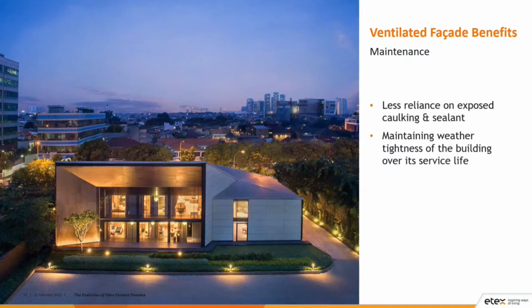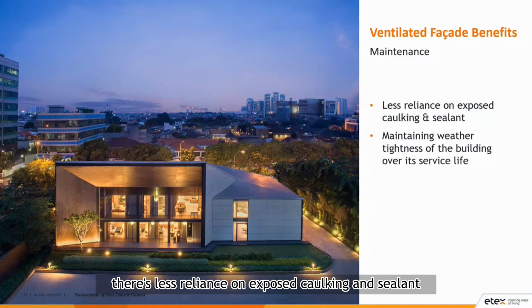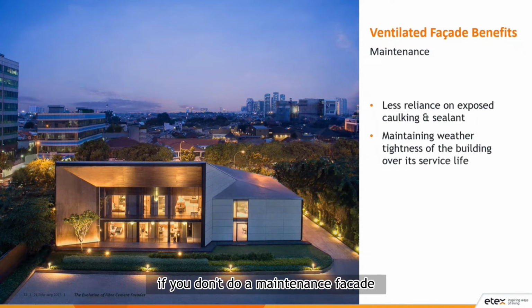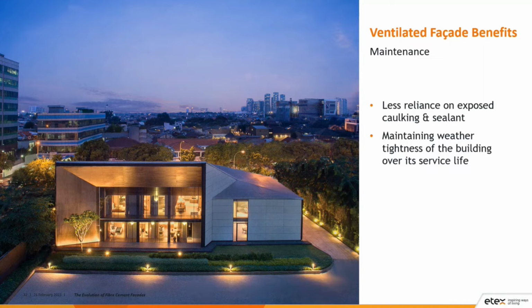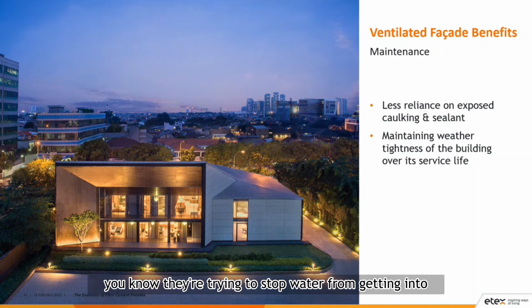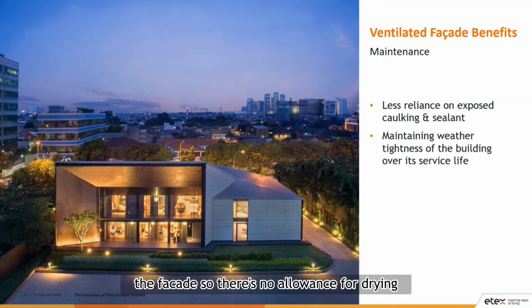Maintenance as well. So with maintenance, there's less reliance on exposed caulking and sealants. So in Australia, I guess the other option, if you don't do a ventilated facade, is called a sealed facade. So with a sealed facade, you need to use silicone sealant or caulking around the panels to ensure that they're trying to stop water from getting into the facade. So there's no allowance for drying. They're trying to stop water in.